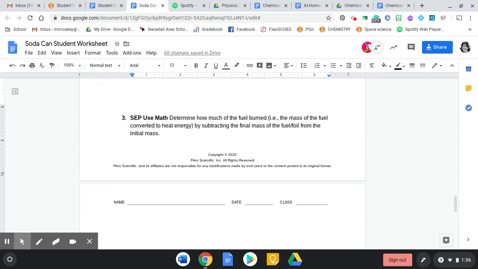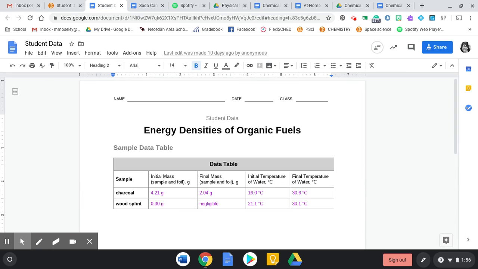Number three, determine how much fuel was burned. This is subtracting your final mass from your initial mass. So you're going to take your initial mass. So charcoal would be this number minus this one. And then for the wood splint, you got 0.3 and the whole thing burns up. So 0.3 minus 0, it's going to be a difference of 0.3.